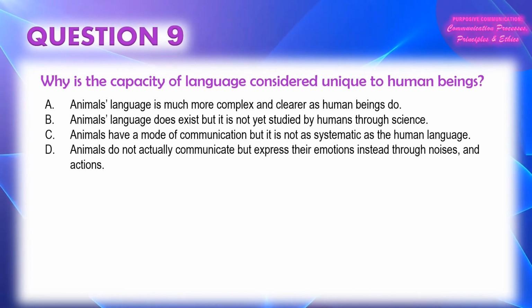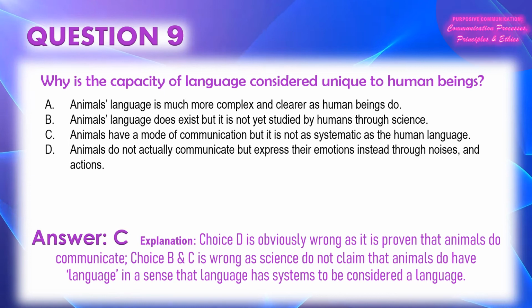Question 9. Why is the capacity of language considered unique to human beings? Answer C. Animals have a mode of communication, but it is not as systematic as the human language. It is true that animals can communicate. Some animals do this in very complex ways which may have some similarities with human languages. However, no animal's mode of communication has all the features of human language.